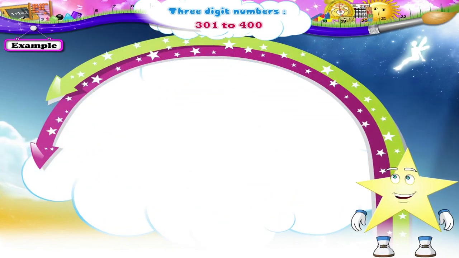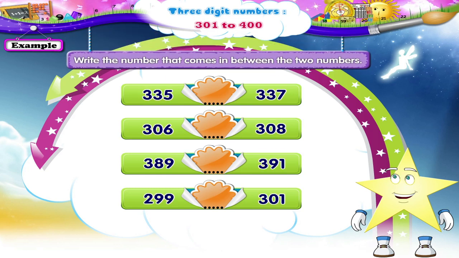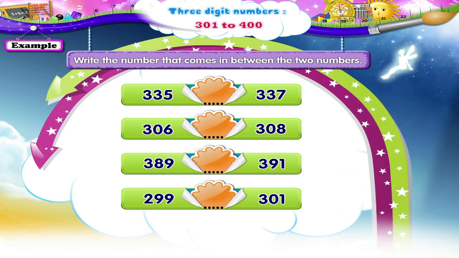The next example is very simple, Starry. We have to observe the numbers and write the number that comes in between the two numbers. The first pair of numbers is 335 and 337. Which number will come in between? Yes, the number 336. Which number comes in between 306 and 308? Yes, the number 307.